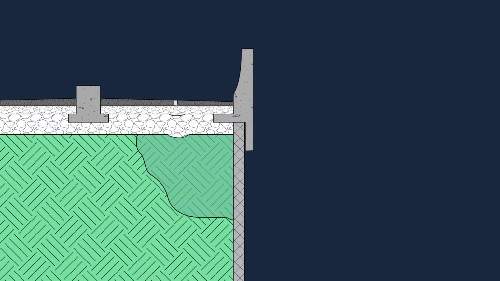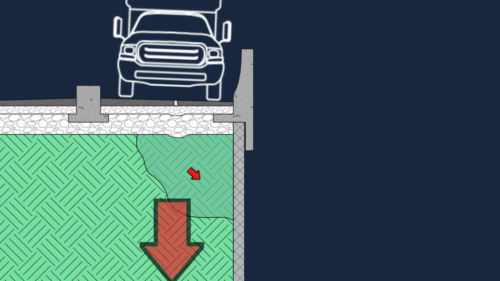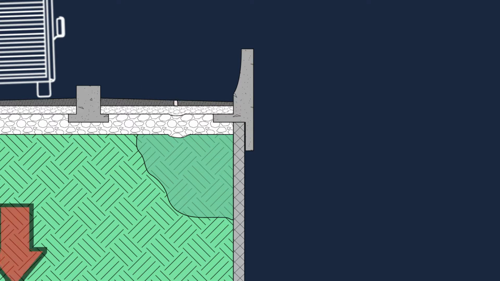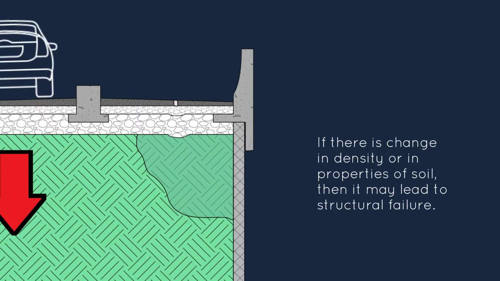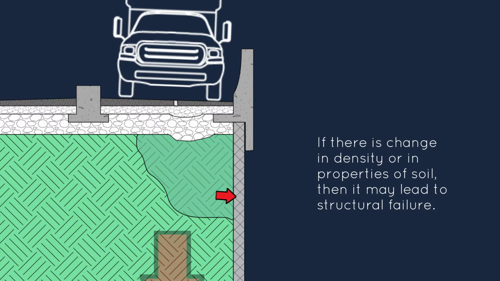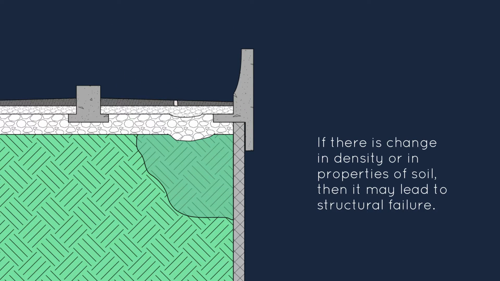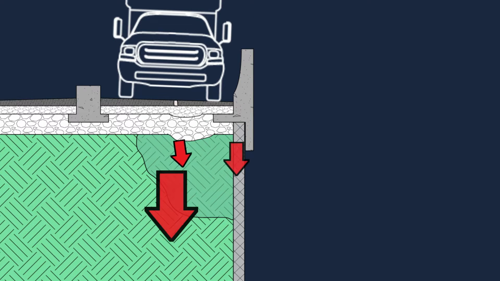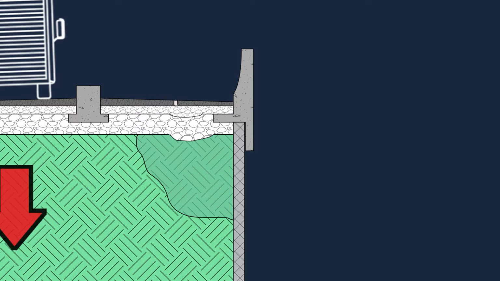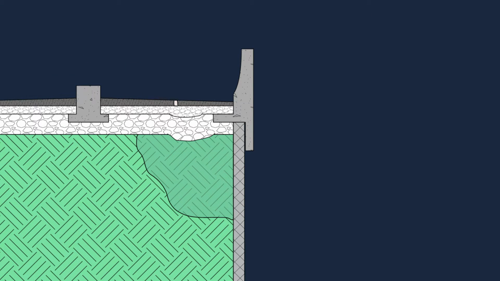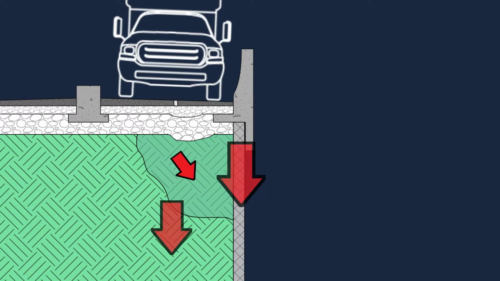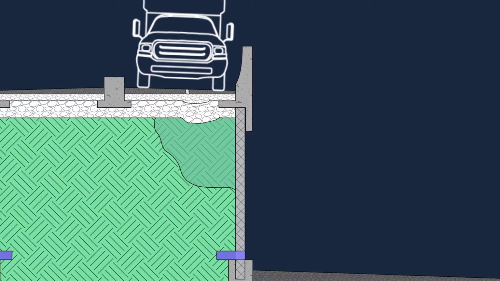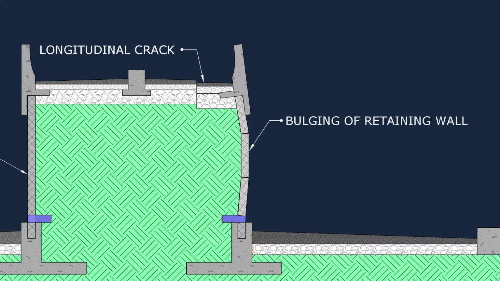Due to settlement, there are rotational stresses acting on the retaining wall. As we discussed earlier, if there is a change in density or properties of soil, this may lead to structural failure. So, the same thing happens: settlement in soil and subgrade changes the loading condition. Due to this change, the majority of the load is transferred to the retaining wall. The retaining wall is not constructed to handle this type of load. So, this results in bulging of the retaining wall.